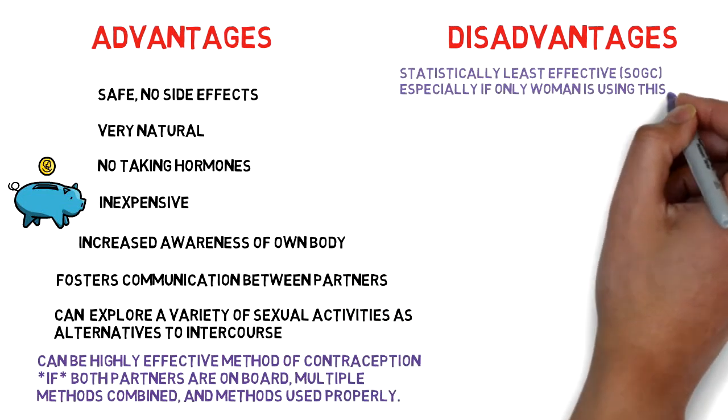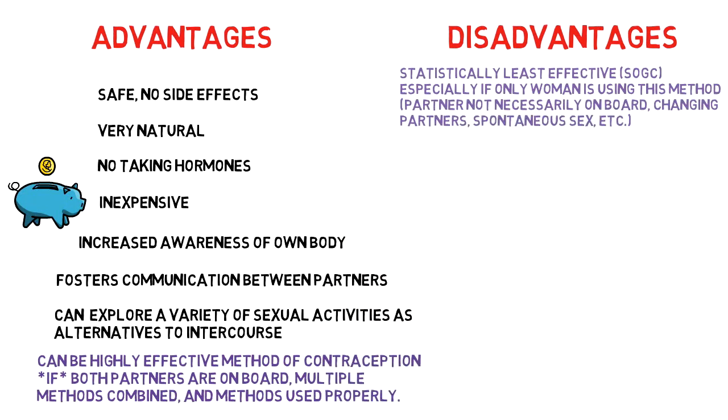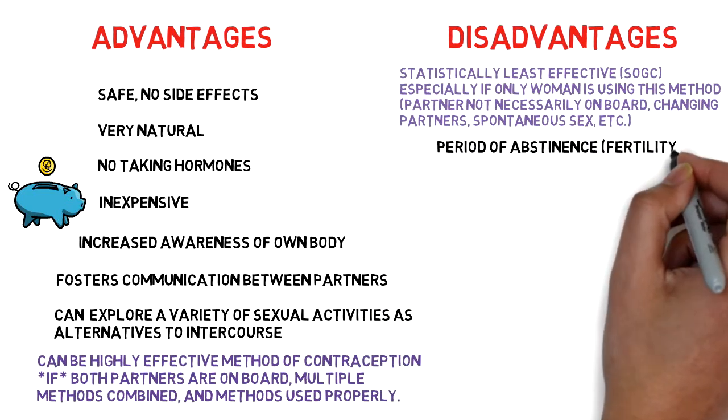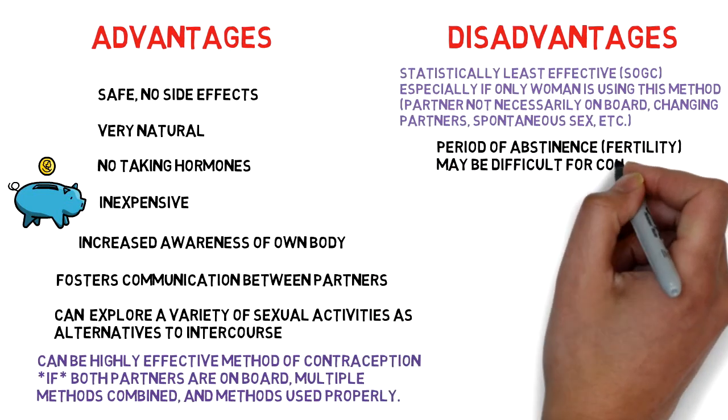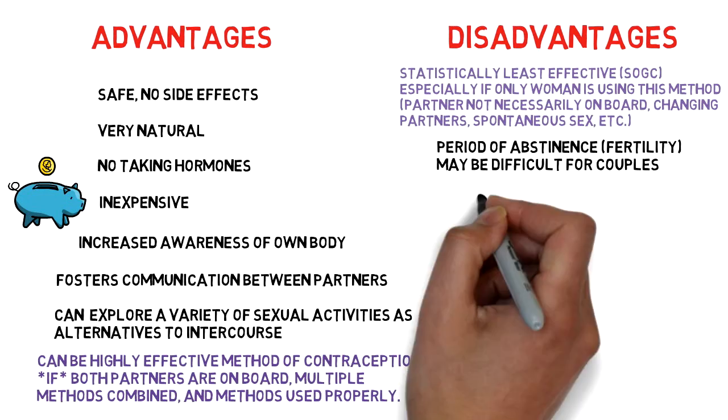Disadvantages. So the SOGC says that natural methods are statistically the least effective. This is likely because you absolutely need both people to be fully on board. Periods of abstinence can be very difficult for couples, and also if you're changing partners or having unplanned sex, it can be difficult to avoid that window of fertility.